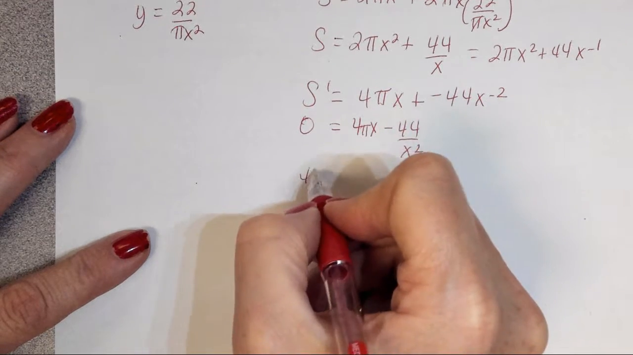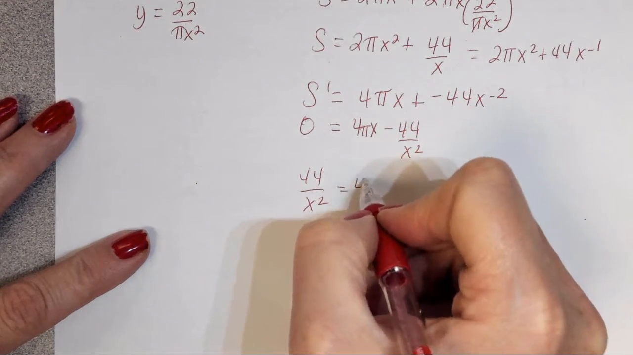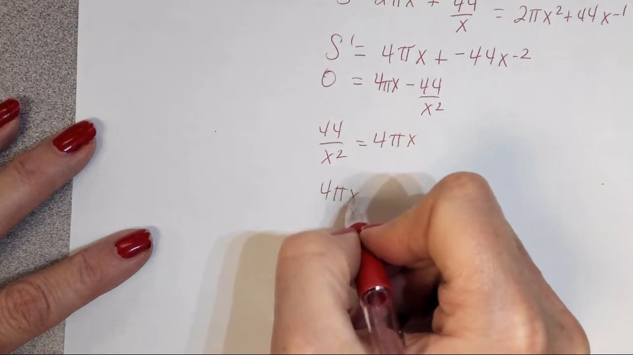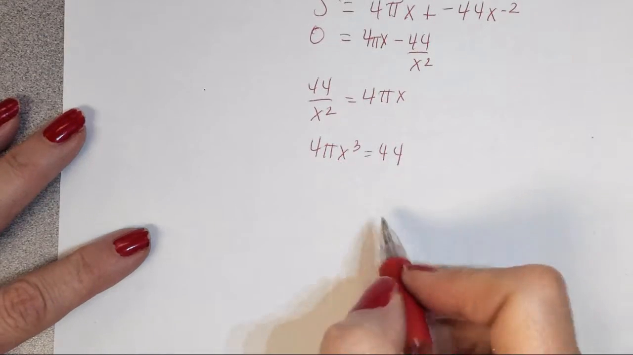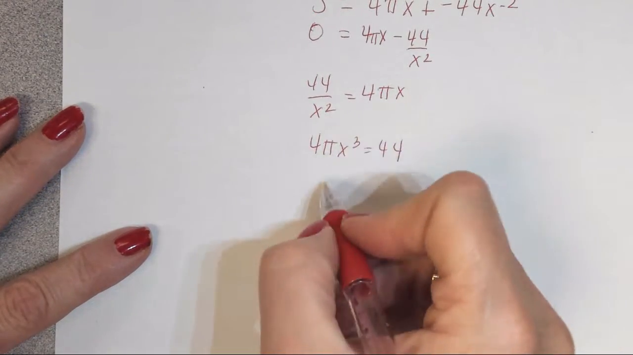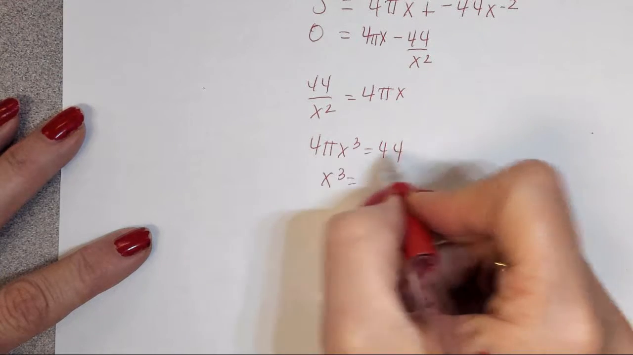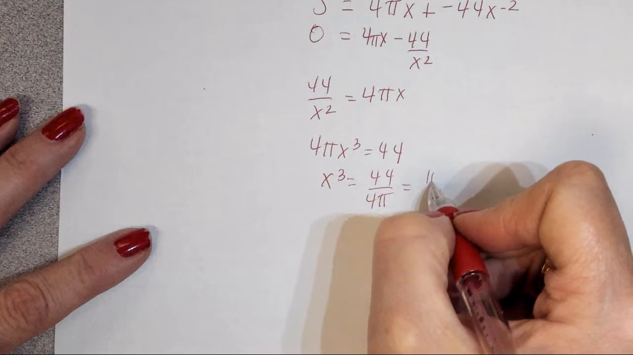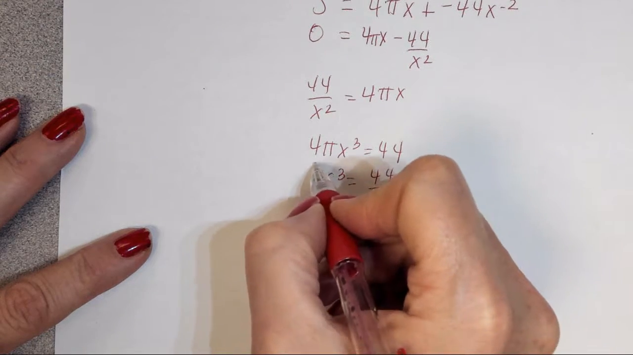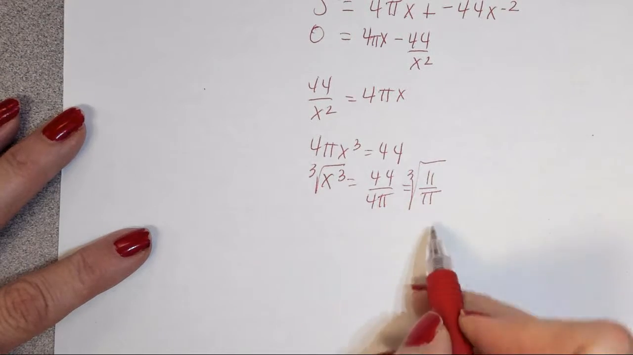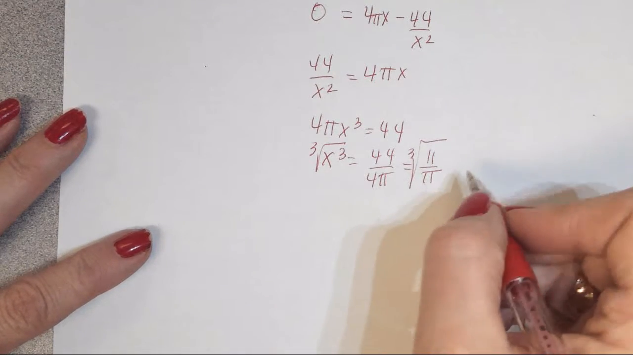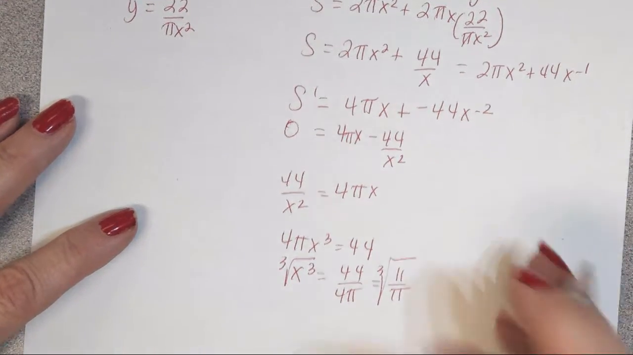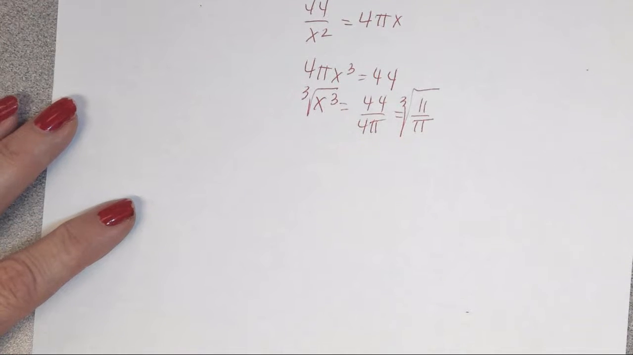I'm going to take this over. I'm going to cross multiply. Okay, so then to finish this then, I'm going to have to divide by 4 pi. So if I'm doing 44 over 4 pi, that would just be 11 over pi. And I'm going to have to take the cube root. So that's the exact answer for my radius. If I wanted to double check, I could take the second derivative, plug it in, make sure that it is going to be a minimum. It's going to be a minimum though.